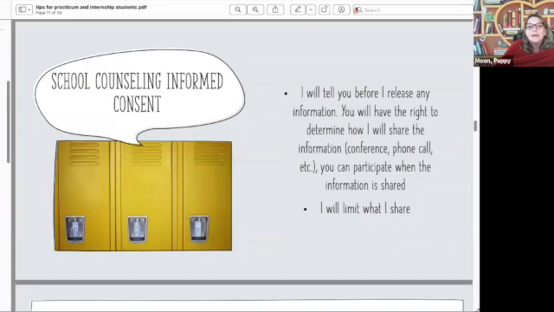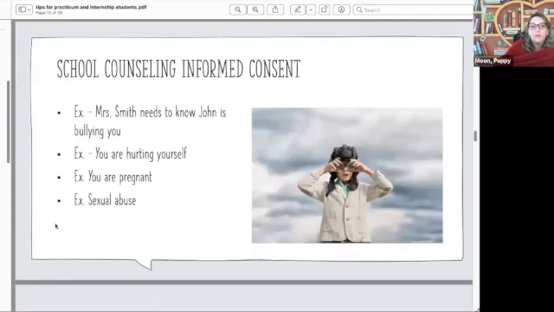But I will say to them that before I release any information, you are going to have the right to determine how we are going to share that information. So we could do an in-person conference. We could do a phone call that I would sit in on with the student. Anything that they want, the two of us will come up with how we're going to share that information. And I promise them that I will limit the information I share. I feel very, very strongly about that. I'll only let people know the information that they need to be able to help and to support you.